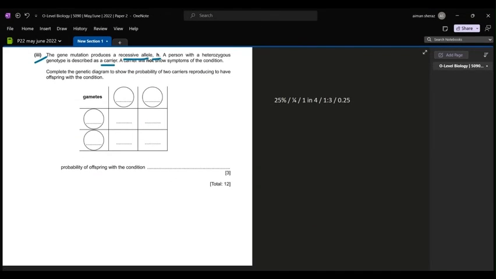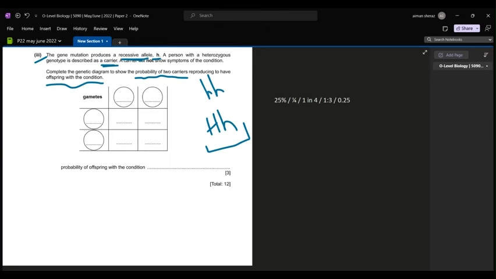Part 3. The gene mutation produces a recessive allele h. A person with a heterozygous genotype is described as a carrier. A carrier will not show symptoms of the condition. Complete the genetic diagram to show the probability of two carriers reproducing to have offspring with the condition. So they told you that the heterozygous genotype is of the parents, because they are going to reproduce the offspring. So if you have the heterozygous genotype, you are a carrier. You're not showing the symptoms of that condition. It is only possible when the recessive allele is there.